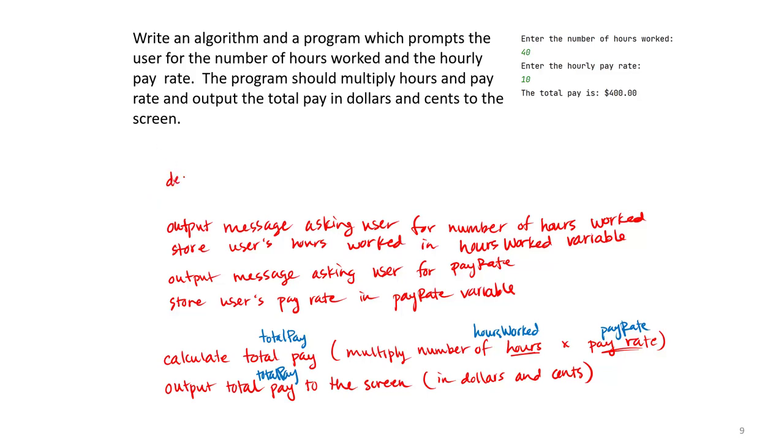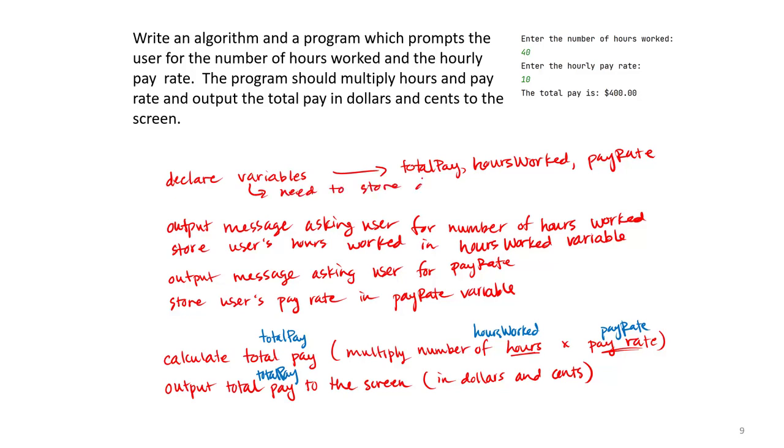But an important step would be to declare variables to store total pay, hours worked, and the pay rate. So let's just declare those variables. Total pay, hours worked, pay rate, and these variables need to be able to store decimal numbers.